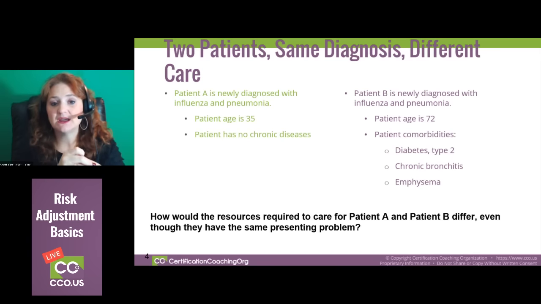If they're on emphysema, I can guarantee you they're on oxygen, right? Patient A is not on oxygen, overall healthy. If a patient's on oxygen and has pneumonia, how is that going to affect their plan of care? How's it going to affect their ability to heal? Diabetics don't heal like other people.